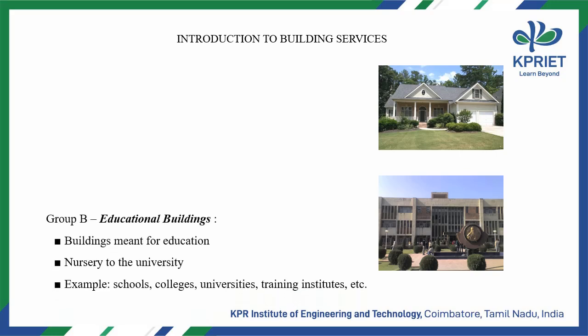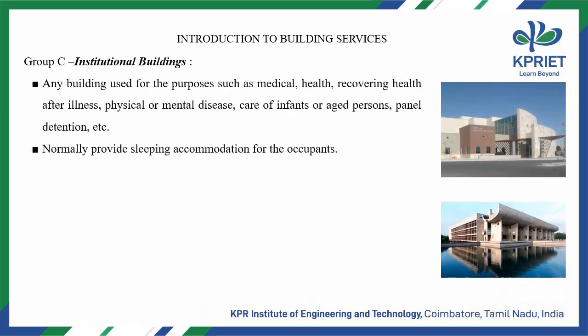Group B, educational buildings. Buildings meant for education, from nursery to the university. Examples: schools, colleges, universities, training institutes, etc. Group C, institutional buildings. Any building used for purposes such as medical, health, recovering health after illness, physical or mental disease, care of infants or aged persons, penal detention, etc. Normally they provide sleeping accommodation for the occupants.